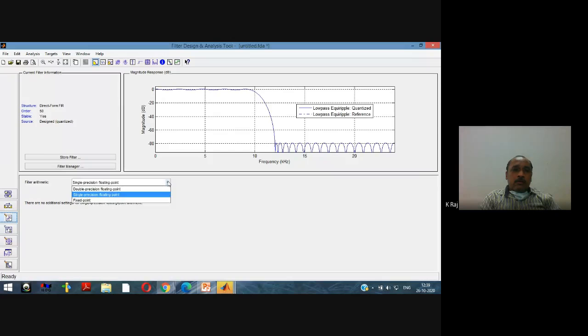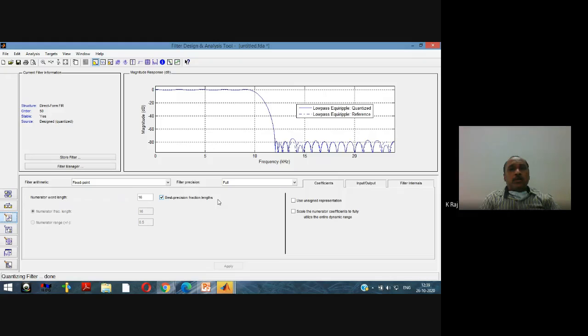or, say, fixed point. So there are different types of number representations. As we know, there are two broad categories: one is the fixed point representation, and the second is the floating point number system. In fixed point, we have to use a different format, that is the Qm.n form, and in double precision floating point we use 64 bits, and in single precision floating point we use 32 bits, and these are the IEEE 754 standard.